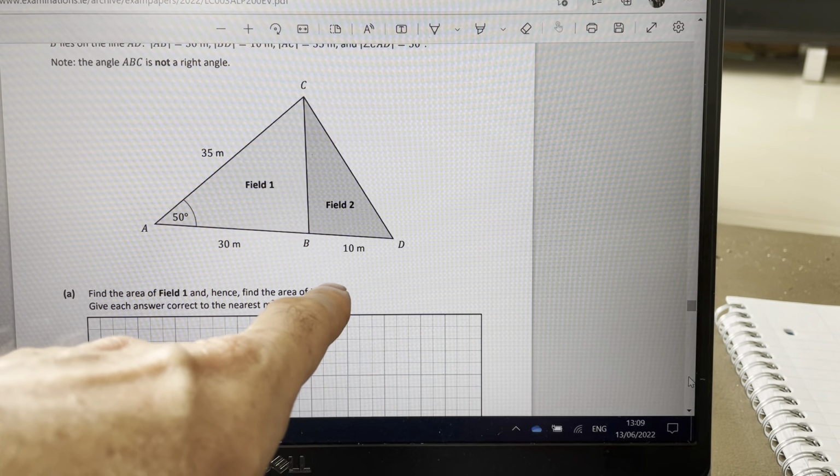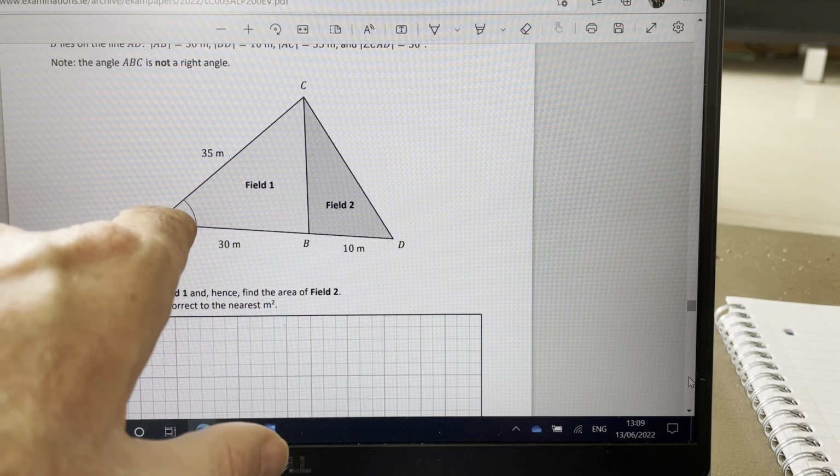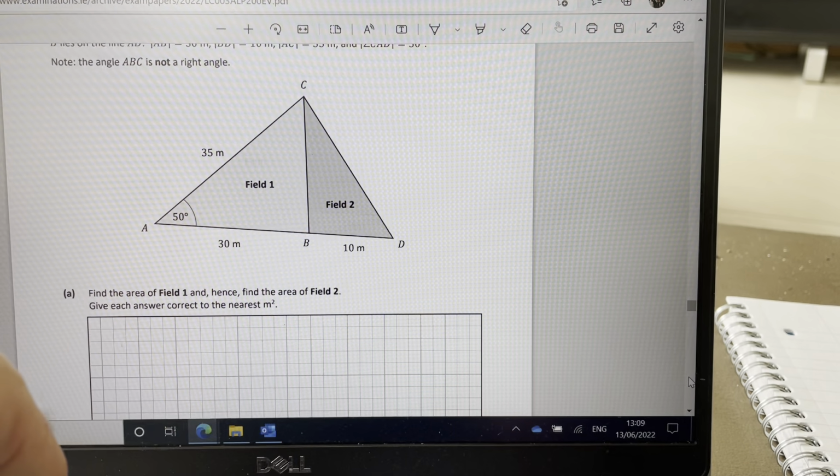Hence the area of field 2. Well, you could use the same formula. So area is equal to half of the product of that by that, sine this C.